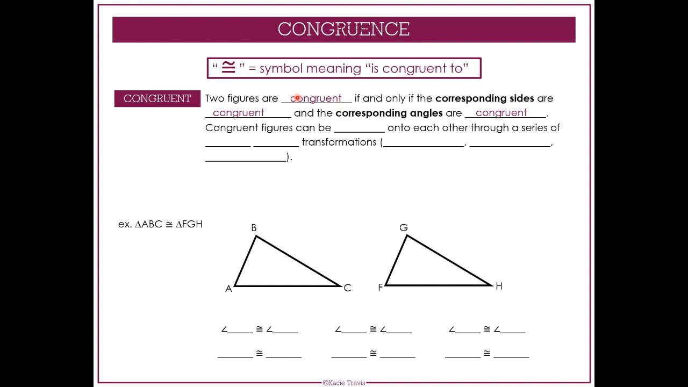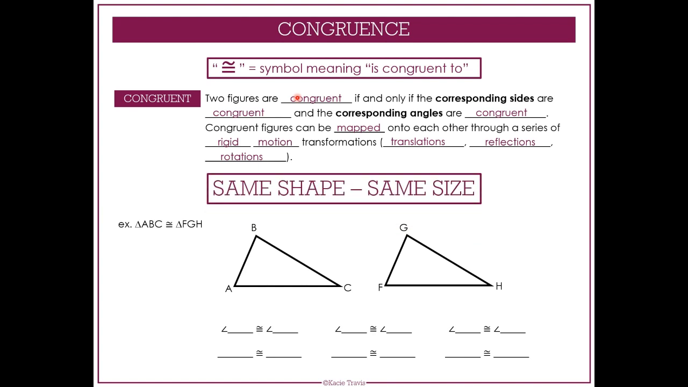Congruent figures can be mapped onto each other through a series of rigid motion transformations. That's something we're going to talk about later on in this unit. So that's things like translations, aka sliding the shape around, reflections, aka flipping the shape around, and rotations, aka turning the shape. The main thing for you to understand is that they're the same shape and the same sides.